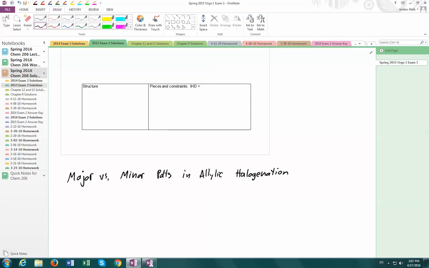The exam's written and it's not on there, so not a big deal, and this is probably never going to impact you again in your life, so it's okay. So don't worry too much about major versus minor products, but do be cognizant of the fact that you can get multiple products, right? It's still fair for me to ask you about all the possible products that could form, but don't worry about major versus minor.